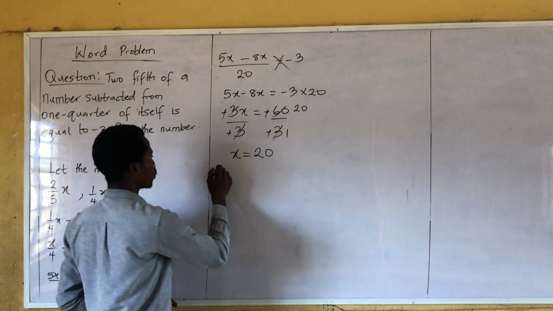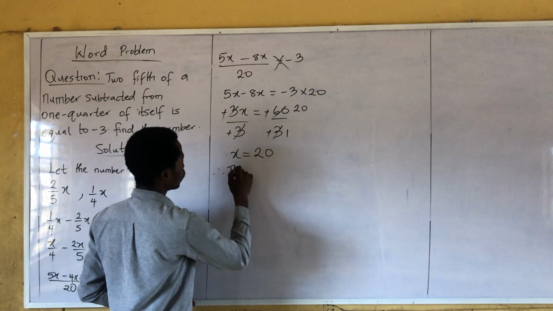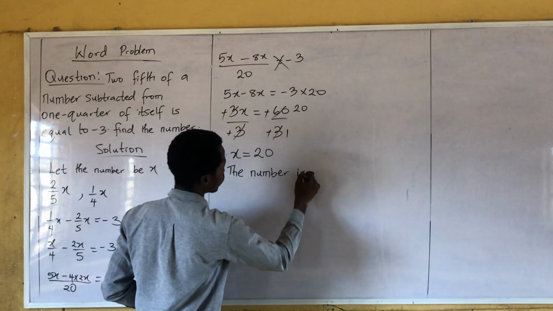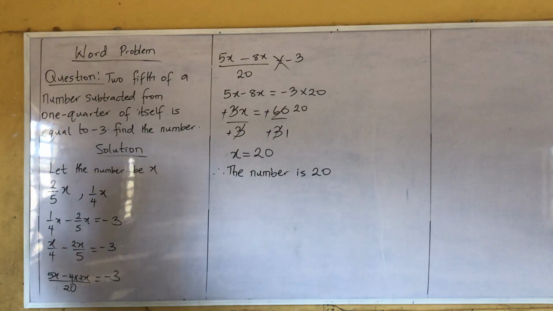Then we put our conclusion. So therefore, the number which we are looking for is 20. How do we check this to confirm if this is really true?